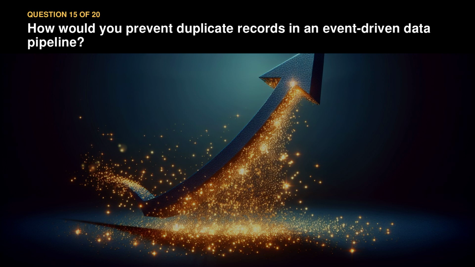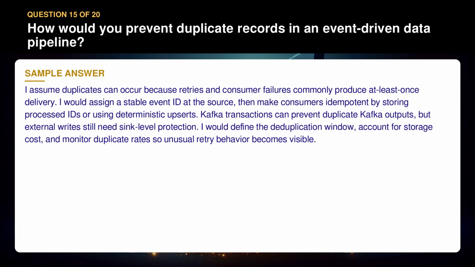Question 15. How would you prevent duplicate records in an event-driven data pipeline? I assume duplicates can occur because retries and consumer failures commonly produce at least once delivery. I would assign a stable event ID at the source, then make consumers idempotent by storing processed IDs or using deterministic upserts. Kafka transactions can prevent duplicate Kafka outputs, but external writes still need sink-level protection.